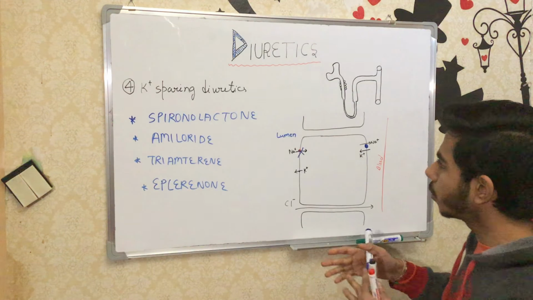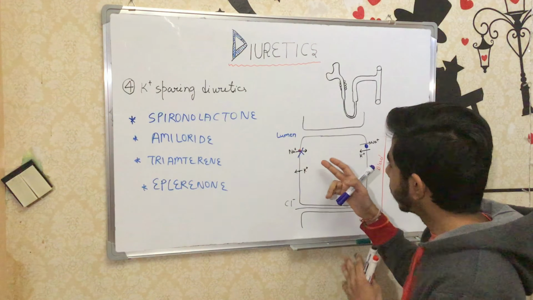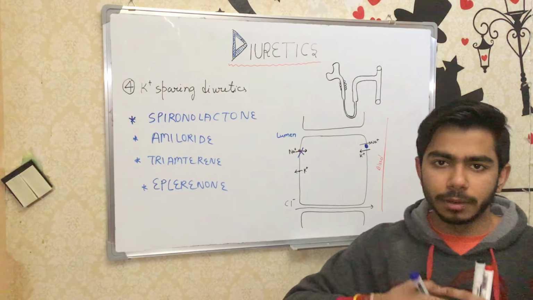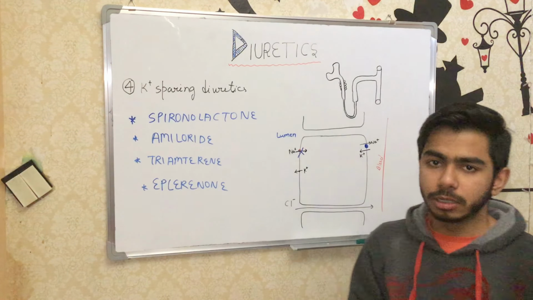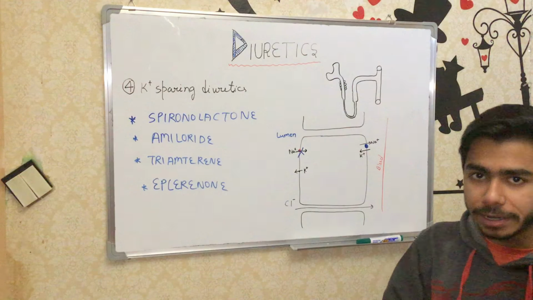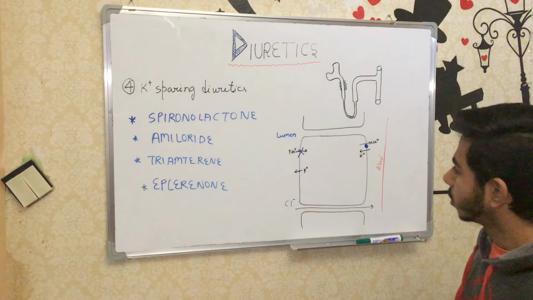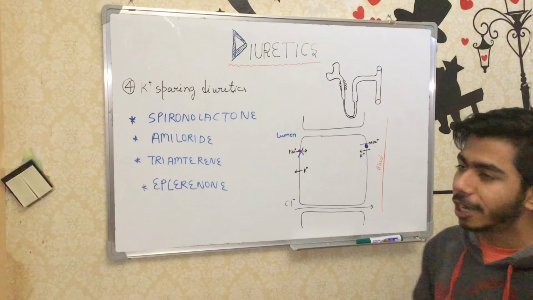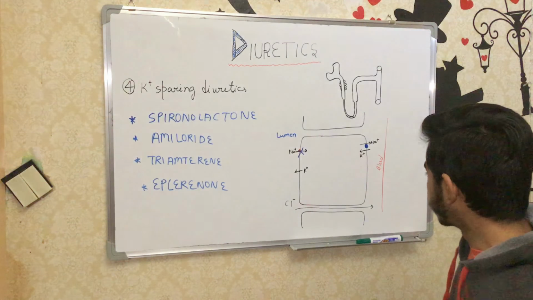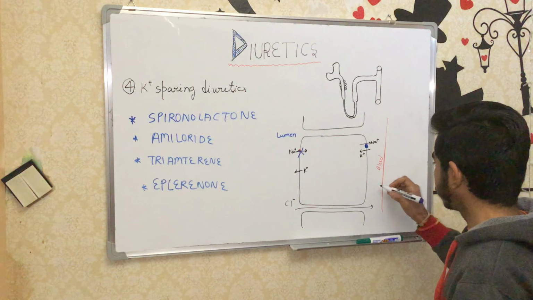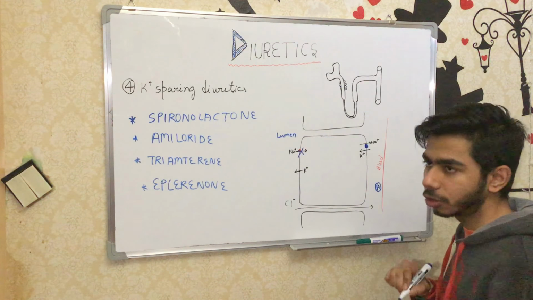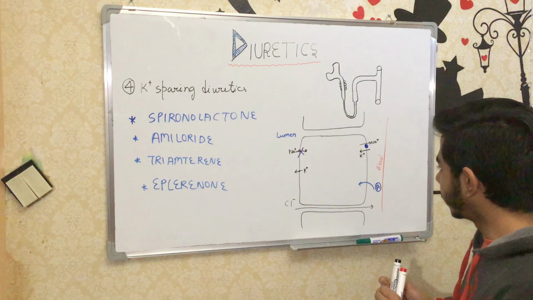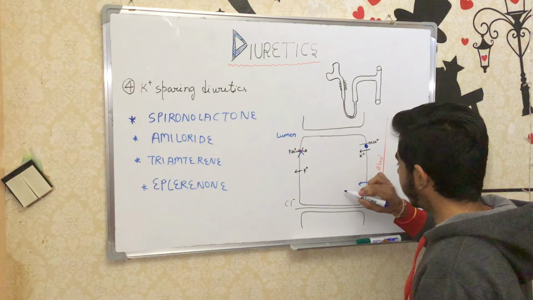So that's the first method, how they work on the sodium channels and help the body get rid of the water and initiate the diuresis process. The second method is that they are aldosterone antagonists. So aldosterone from the blood, for example, goes inside the cell, and there it will interfere with the DNA.